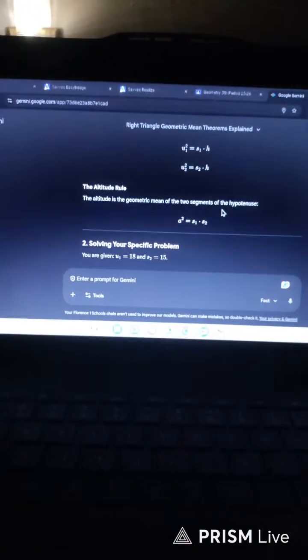And dismiss this alarm. Oh, nice, Raptors versus Pacers and Raptors won. Anyways, A squared equals S1 times S2.